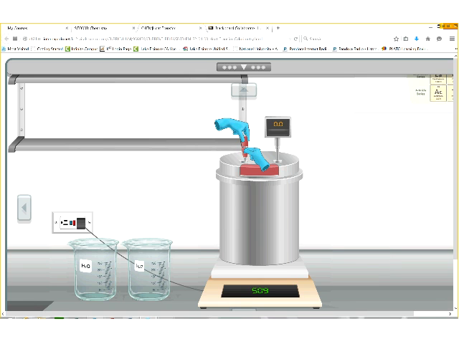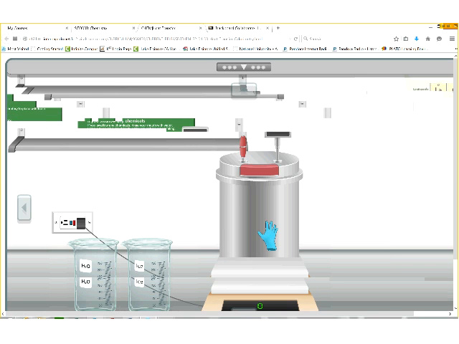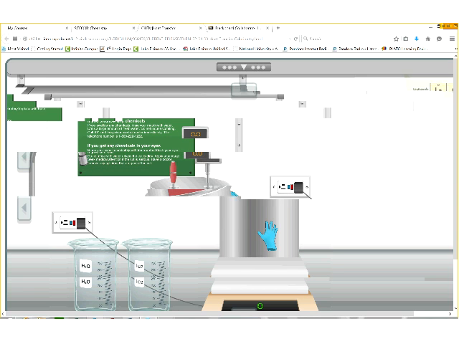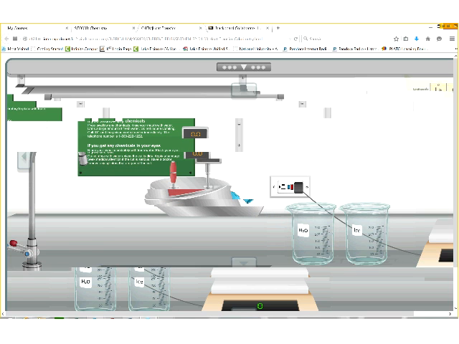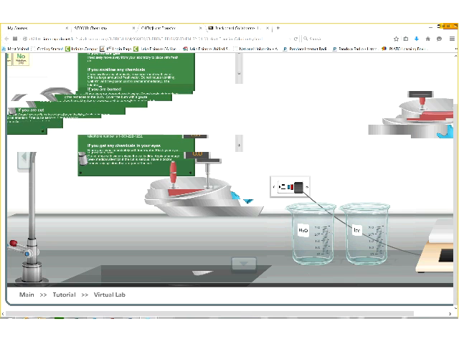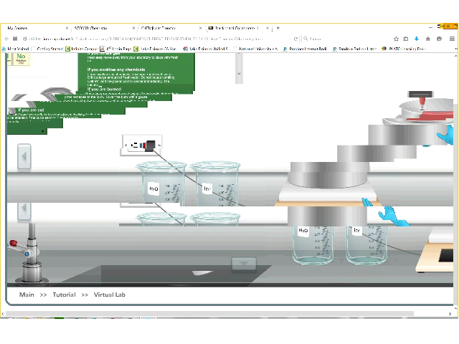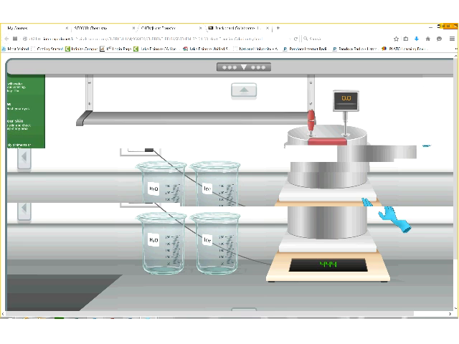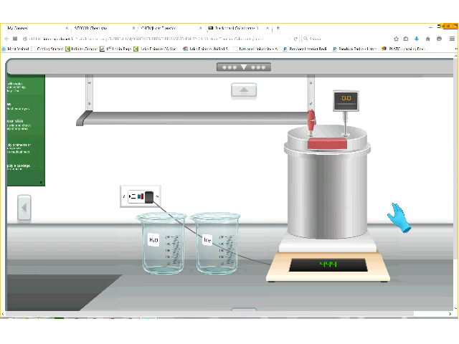Okay, let's see if I remember how to do this. What I did is I just poured out the water itself. I left the ice in there. But now the change will be different because there's ice that got melted to water. So we're going to make sure we calculate that.